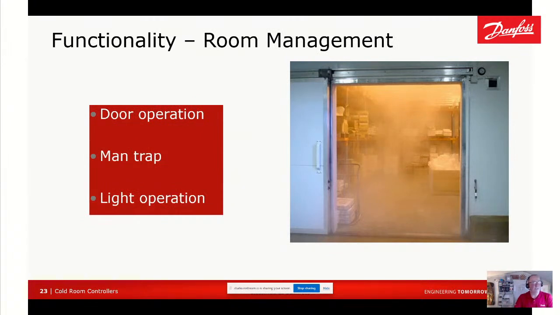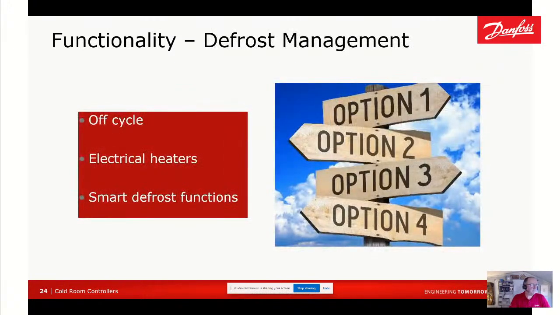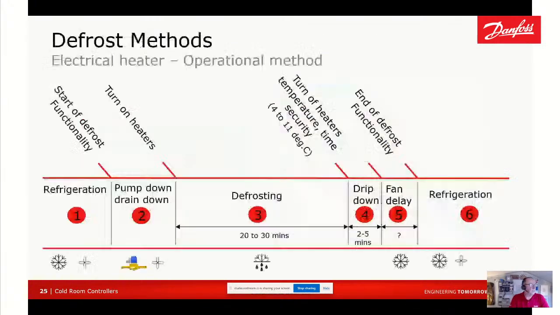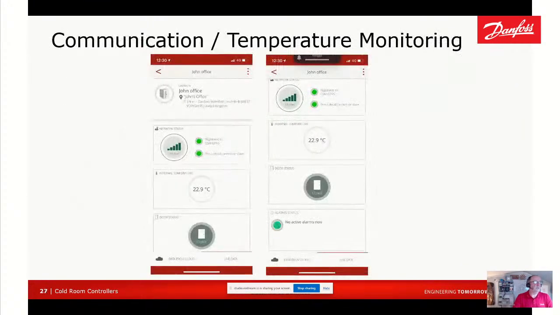Room management is a favorite of mine. Door operation, we said, have a door switch on there to turn off the refrigeration when the door's open. Man trap alarm, if the door's closed, if it's a deep freeze particularly, very important. And light operation, don't leave the lights on when nobody's in there, things like that. We spoke about defrost a little bit, so we've got various options, electric heaters, off cycle, and smart defrost functions, things like that. Always things to think about, and that's defrost methods. We've spoken about Prosa, and we've done that.